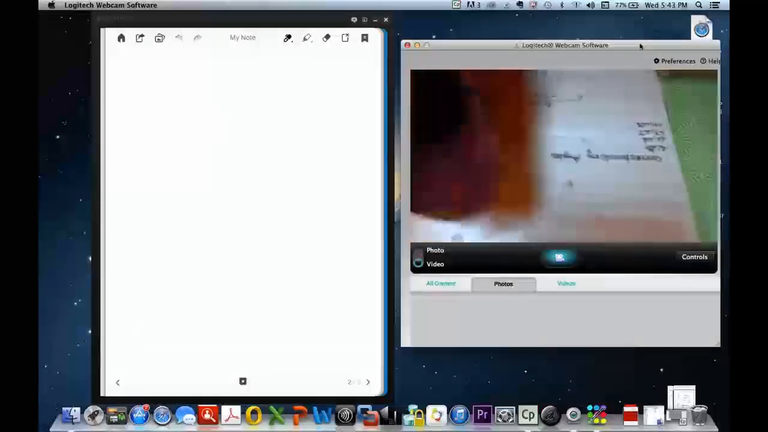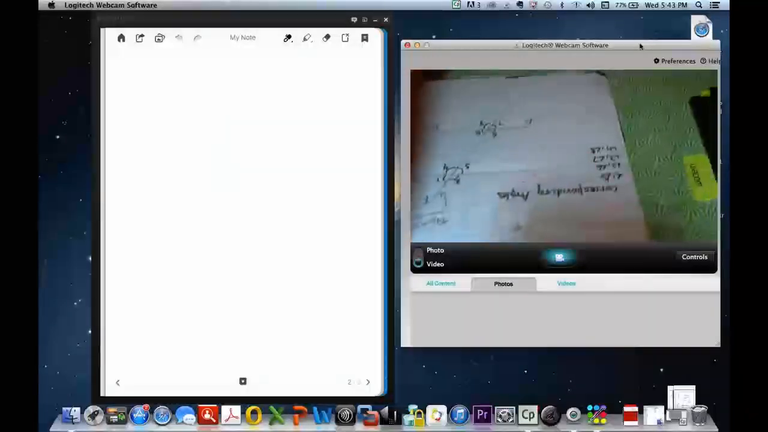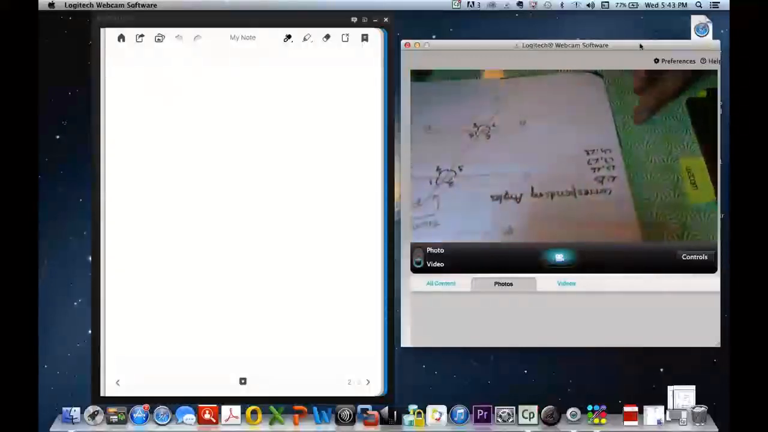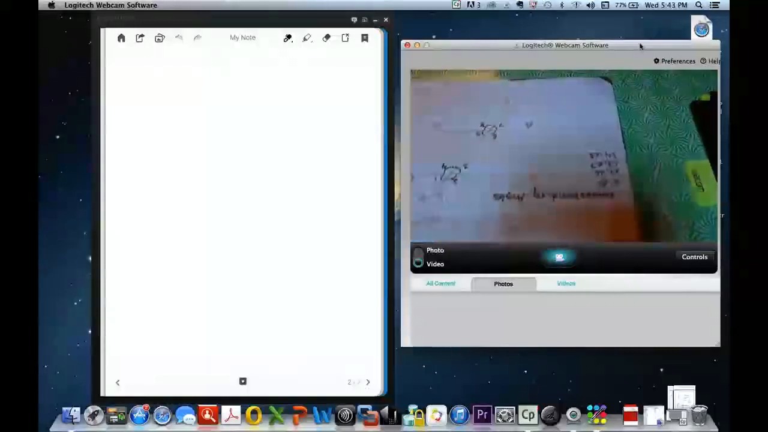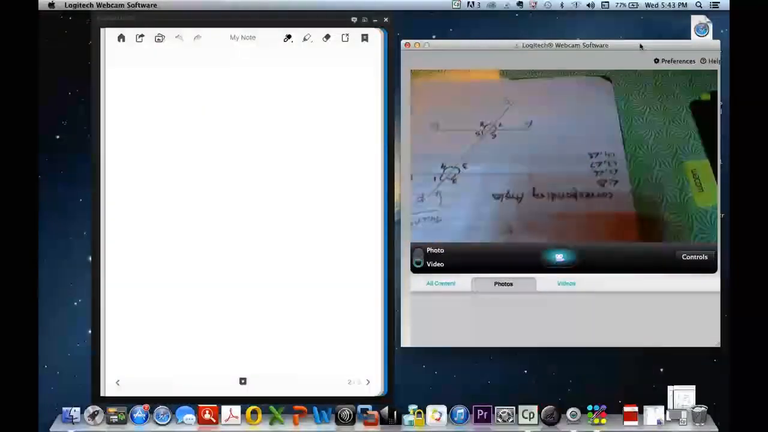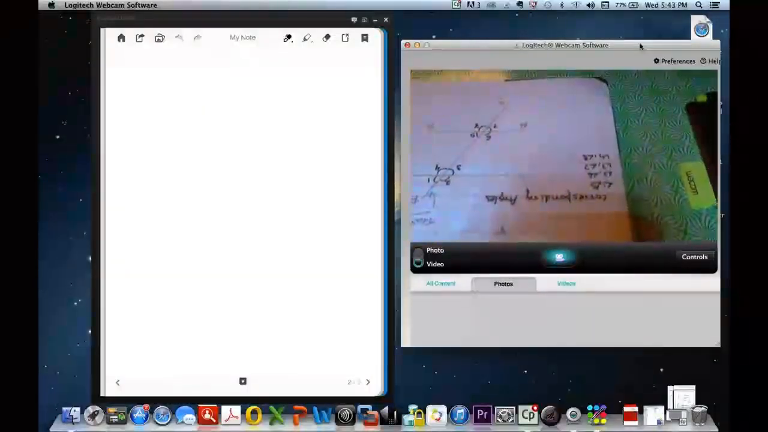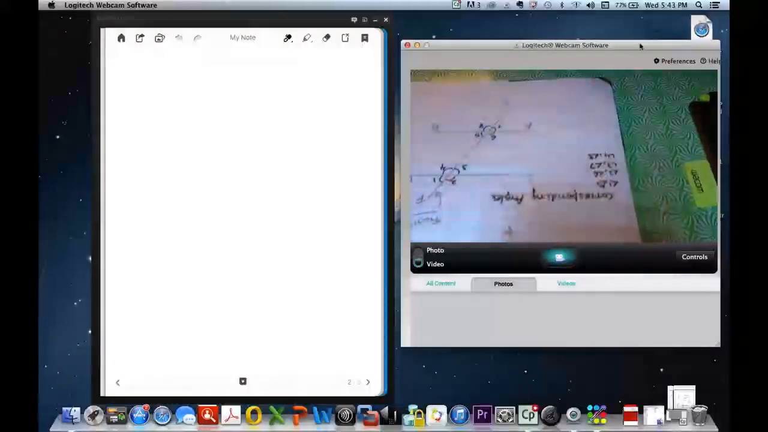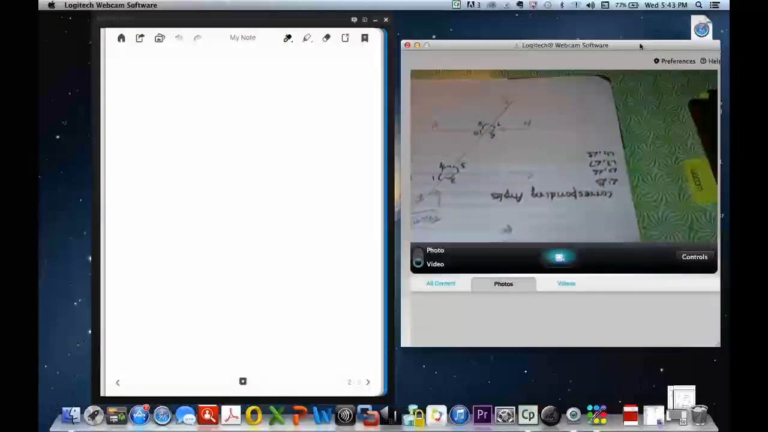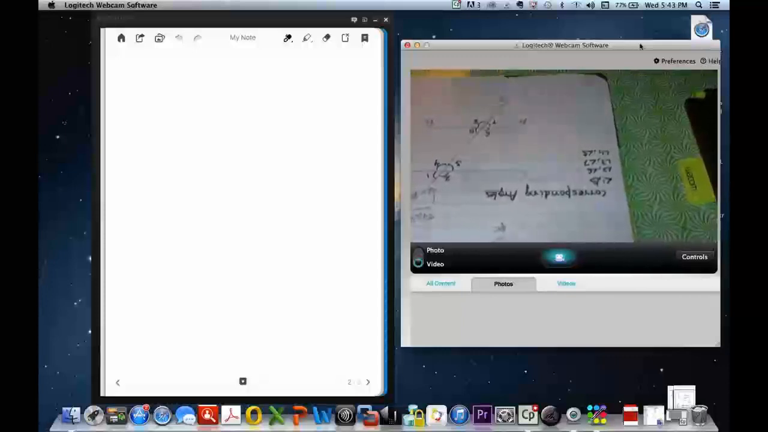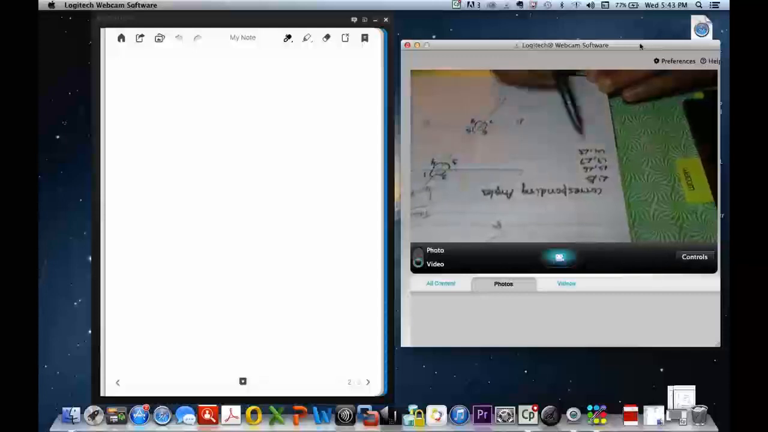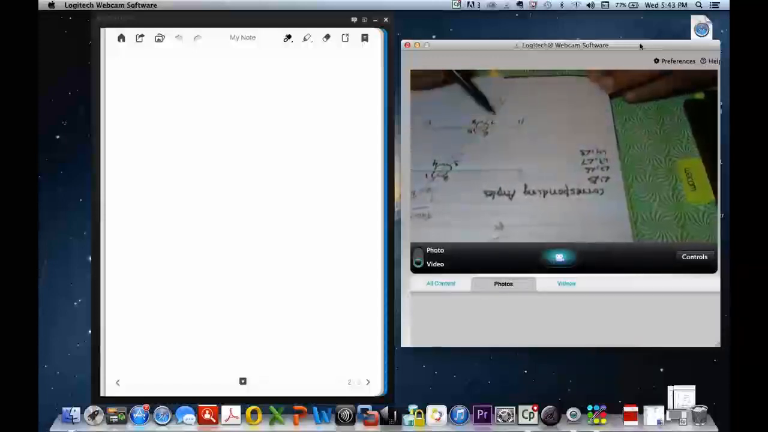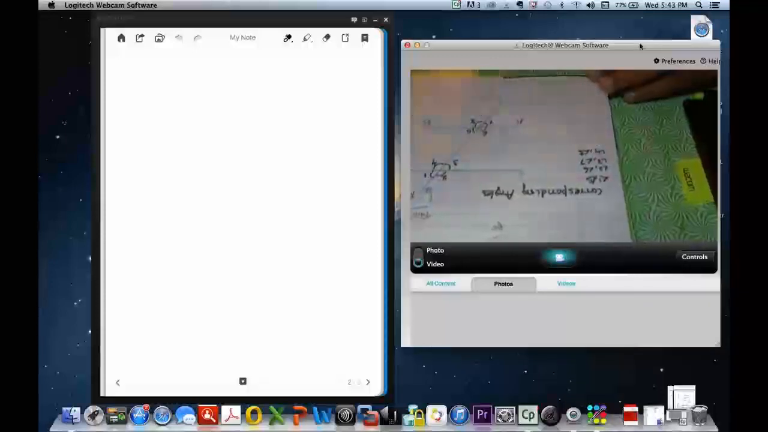I don't know whether you're getting a better view of it. Probably I'll move the camera nearer. Now I think it's clear. So the corresponding angles are angle 1, 5, angle 2, 6, angle 3, 7, and angle 4, 8.